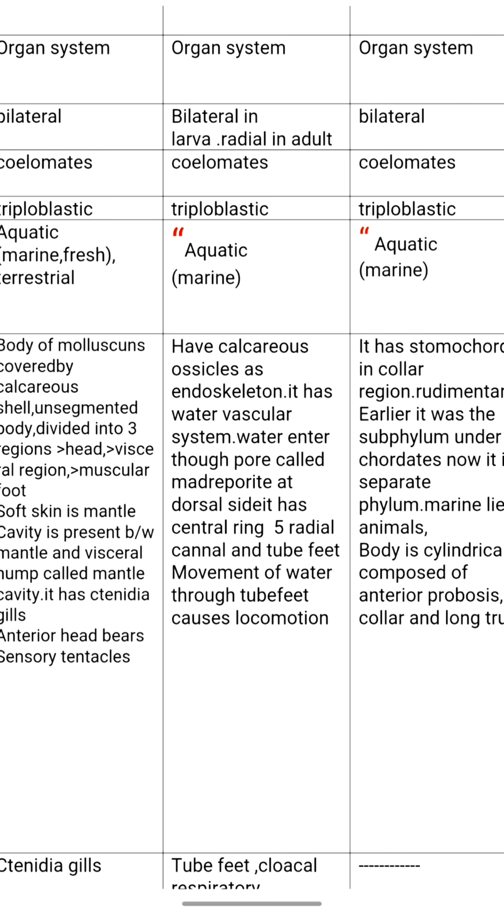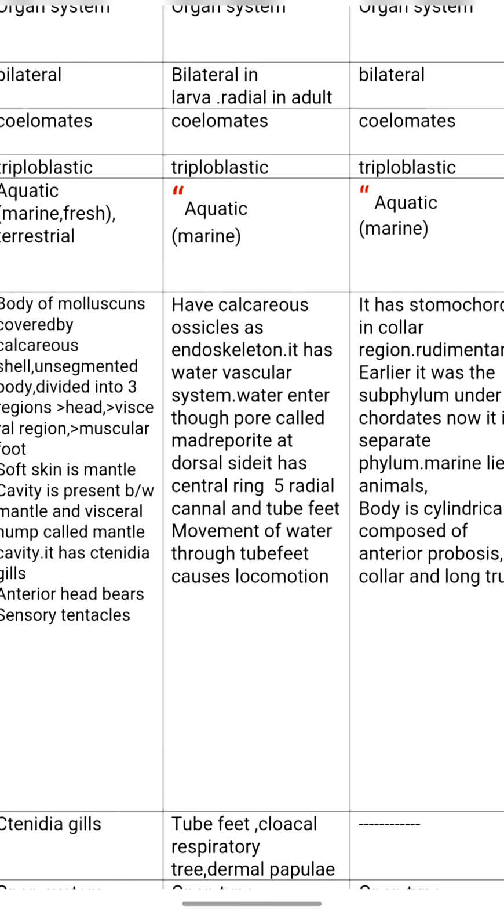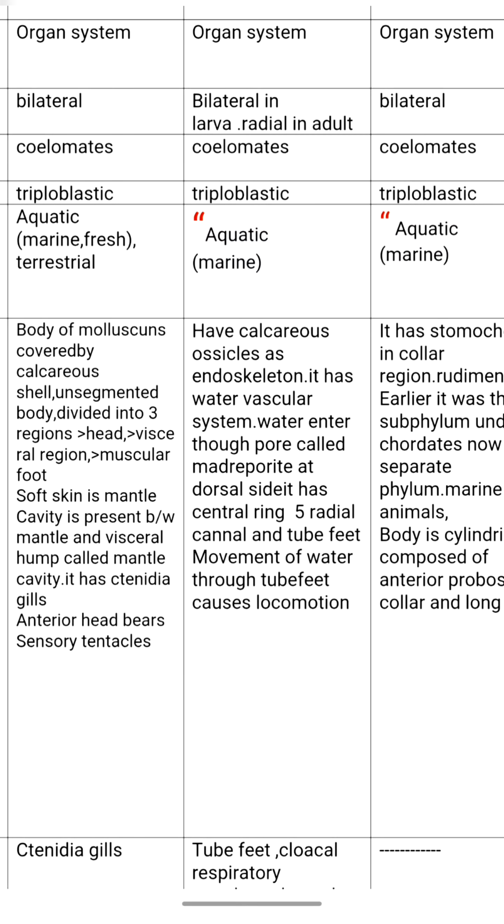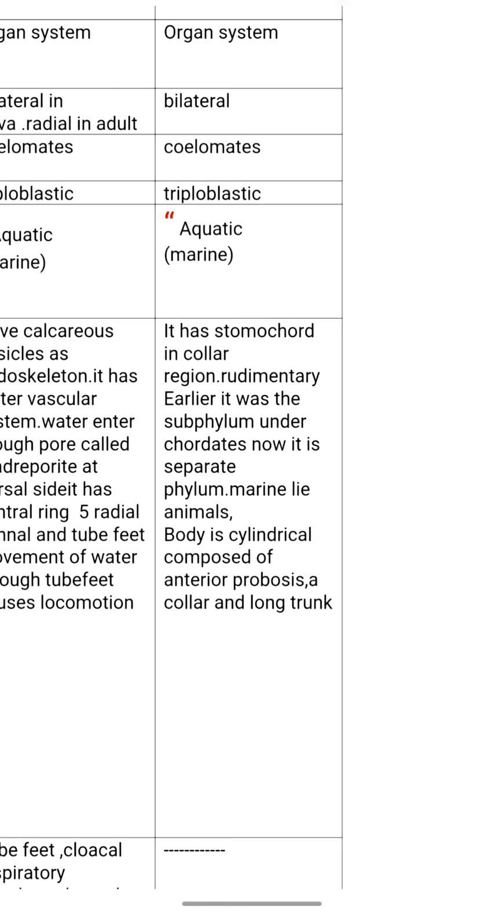Water enters through the pore called the madreporite. On the dorsal side it has a central ring with 5 radial canals and tube feet. This system helps in the movement of water through the tube feet. So remember the central ring, the 5 radial canals, and the tube feet. The movement of the water causes locomotion, important.